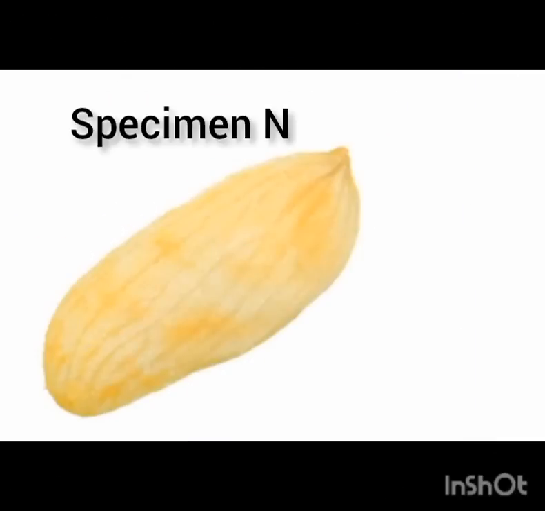We have the specimen N, which is the mango seed, the dry one. So let's talk about the classification. It belongs to the kingdom Plantae. Then the division is Magnoliophyta.